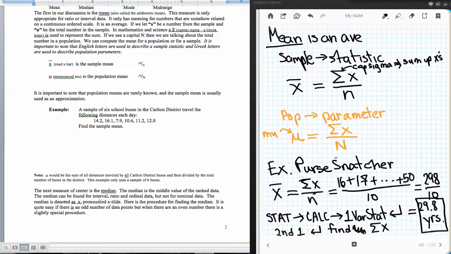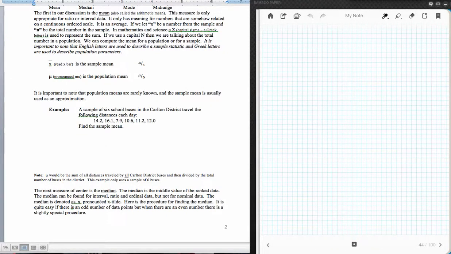Now, depending upon whether we have a sample or a population, we'll be calculating the values. This data here represents a population, because in the Carlton district, there are only 6 buses maybe. And if this is all the buses in the district, then that is the actual population. So we'd calculate a mean for the population, mu, rather than an x bar in that case. I'm not actually going to do that example. If you want to go ahead and try it on your own and see what you get, then you're welcome to do that one on your own.